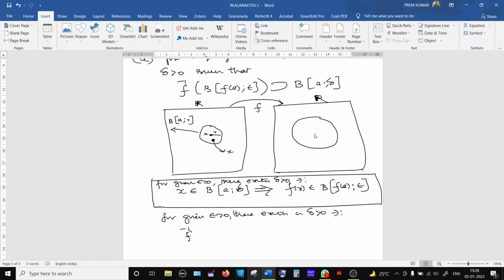there is another open ball here whose center is f of A, whose radius is epsilon. So what the definition says is my f of x is somewhere here. So when x belongs to this open ball, my f of x belongs to the open ball in the range, that is, whose center is f of A and radius epsilon.